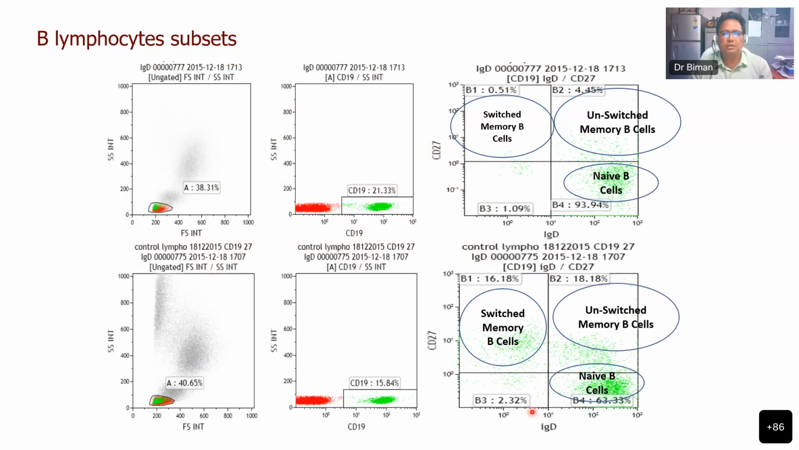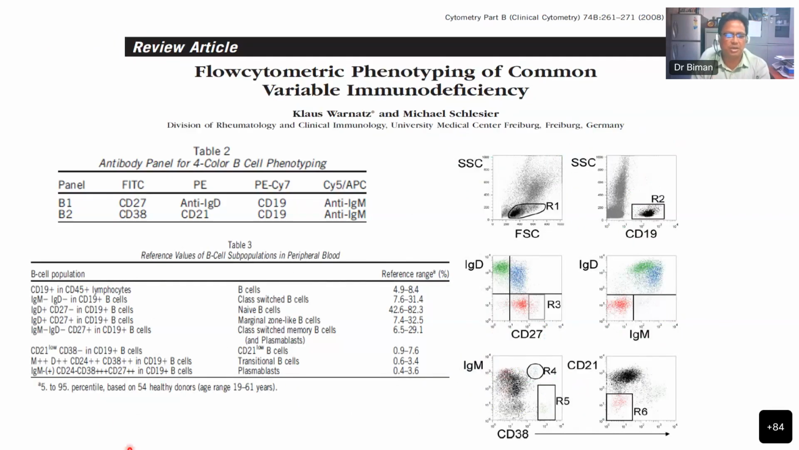Then you have to look at the B cell subsets: the switched memory, unswitched memory, and naive cells. By looking at the B cell subsets, you can pinpoint where the arrest is. If there is an arrest in early development, all will be naive cells and there will be no switched memory B cells. So by looking at the B cell subsets, you can actually pinpoint where the defect is. You can do flow cytometry using this panel of antibodies to look at the different subsets of B cells.